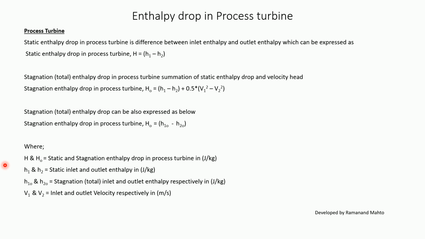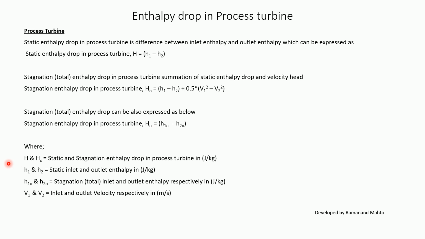Enthalpy drop in process turbine. So static enthalpy drop in process turbine is a difference between inlet enthalpy and outlet enthalpy, which is expressed as static enthalpy drop in process turbine H is equal to small h1 minus h2. And if we want to write in stagnation form, then we have to add velocity head to static. So we can write stagnation enthalpy drop HO is equal to h1 minus h2 plus 0.5 into bracket start v1 square minus v2 square bracket close. And in stagnation form we can write HO is equal to small h1o minus h2o.